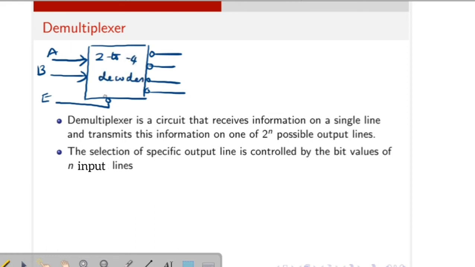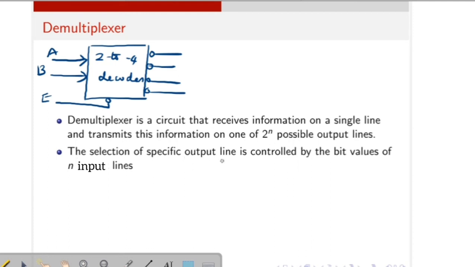So this decoder with enable input can act as a demultiplexer. That means here in the case of demultiplexer, enable input acts as the data line and based on AB it generates the outputs. The demultiplexer receives information from one line and that received information is transferred to the output based on this line AB. So here AB acts as the selection lines. Demultiplexer is a circuit that receives information on a single line and transmits this information on one of the 2^n possible output lines.